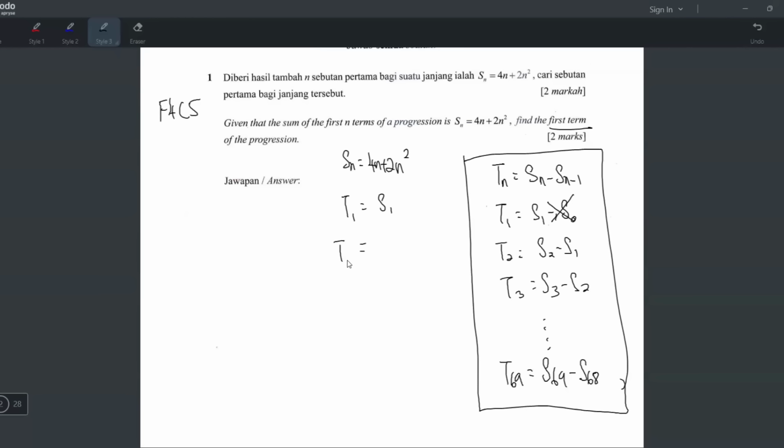So now you can use the Sn formula because you're finding S1. So 4n plus 2n squared, then the n just starts with 1. And I repeat one more time, why don't we have to minus S0? Because S0 is 0. If you substitute n equals 0 here, you also get 0. That's why when you minus 0, nothing happens, so you don't have to do that. So you will press all this, you will get 6. So that's the answer.